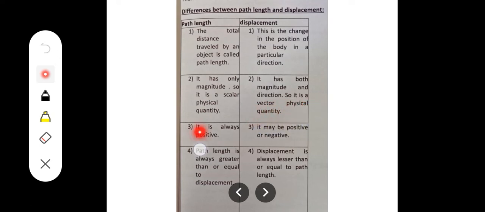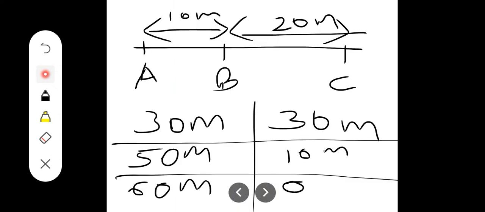And the third difference, it is always positive, and it may be positive or negative. How it is? It may be positive or negative. In this example, you might have seen. In the second case, how you get this, 10 meters displacement? What was the case? Object travels from A to B, then B to C, then again C to B. Correct. So how you get 10 meter here? You take this direction as positive and the returning direction as negative.